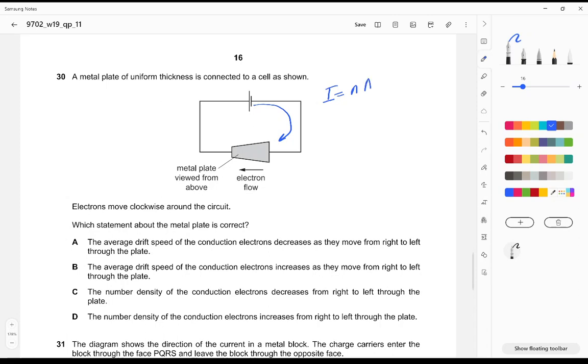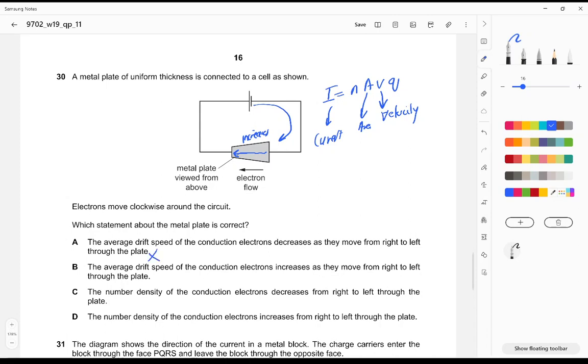I is equal to n A v q, where v is the drift velocity of the charge carriers, I is the current, and A is the area. We can see that area and velocity are in an inverse relationship. So the drift velocity should increase in this direction. The statement that the average drift speed decreases as they move from right to left is wrong.